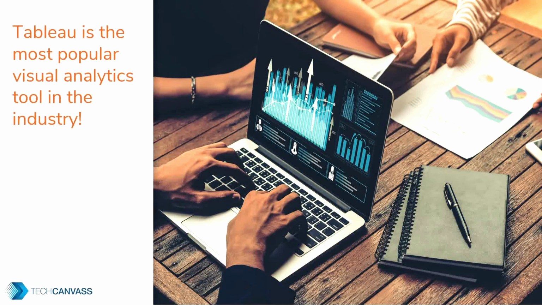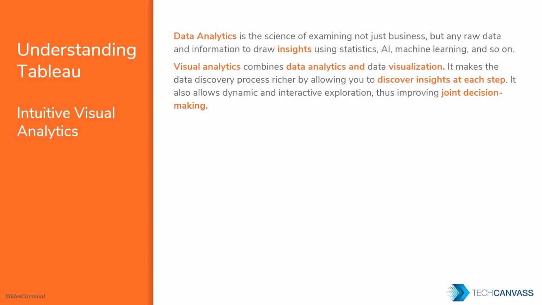Now that we know what is business intelligence, let us move on to the next keyword, visual analytics. We will understand analytics, how visual analytics is different and more popular. Data analytics is the science of examining not just business, but any raw data and information to draw insights using statistics, AI, machine learning, and so on. On the other hand, visual analytics combines data analytics and data visualization.